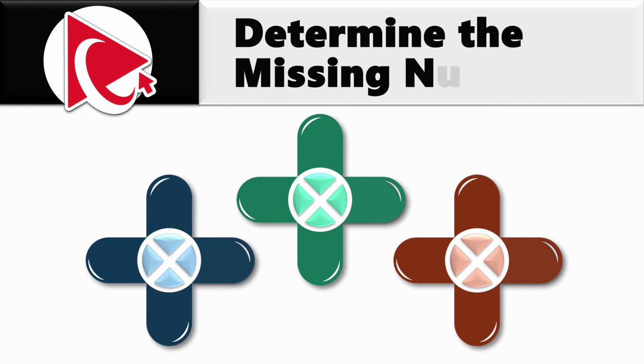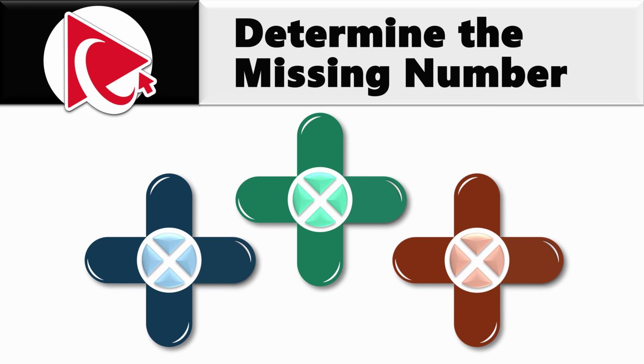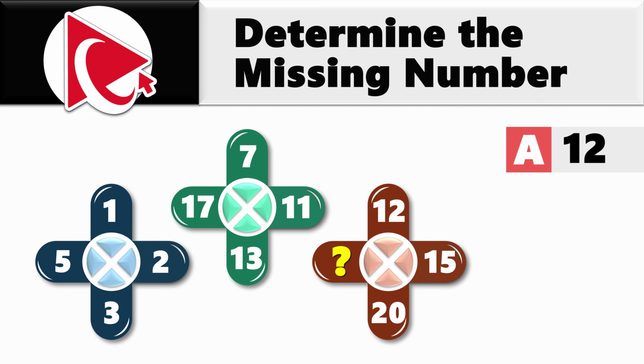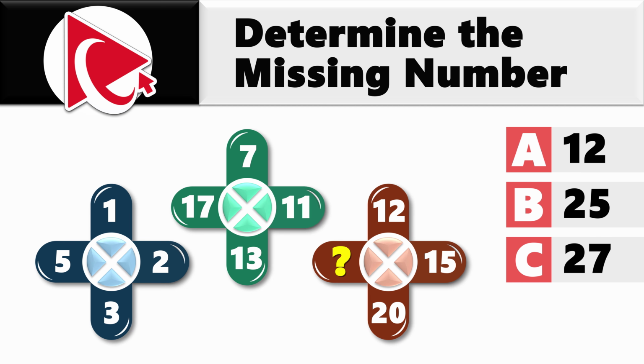In this question, you're presented with 3 unusually looking shapes. Each shape has numbers. The first shape has numbers 1, 2, 3, and 5. The second shape has numbers 7, 11, 13, and 17. And the third shape has numbers 12, 15, 20, and then comes the missing number, which you need to calculate and select out of 4 possible choices. Choice A, 12. Choice B, 25. Choice C, 27. And last but not least, choice D, 29.